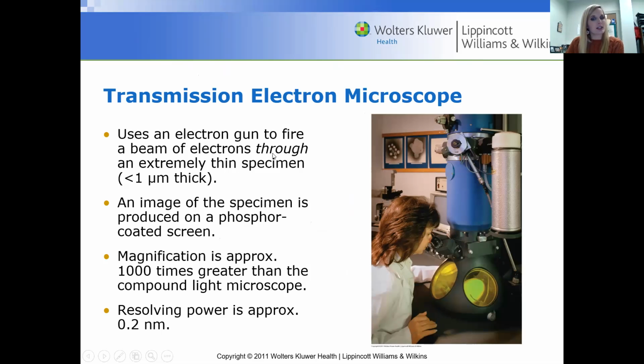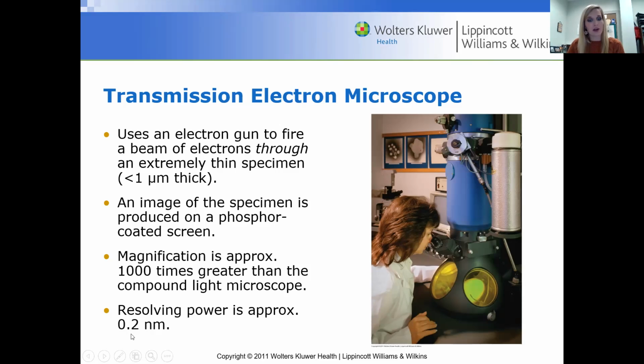Again, it uses an electron gun to fire a beam of electrons through an extremely thin specimen, something less than 1 micrometer. An image of that specimen is then produced on a phosphor-coated screen. So there, this image is able to come up and she is going to be able to see that then. Magnification is approximately 1,000 times greater than a compound light microscope. So 1,000 times greater than 1,000 is 100,000 times its actual size. So that tells you how advanced an electron microscope is.